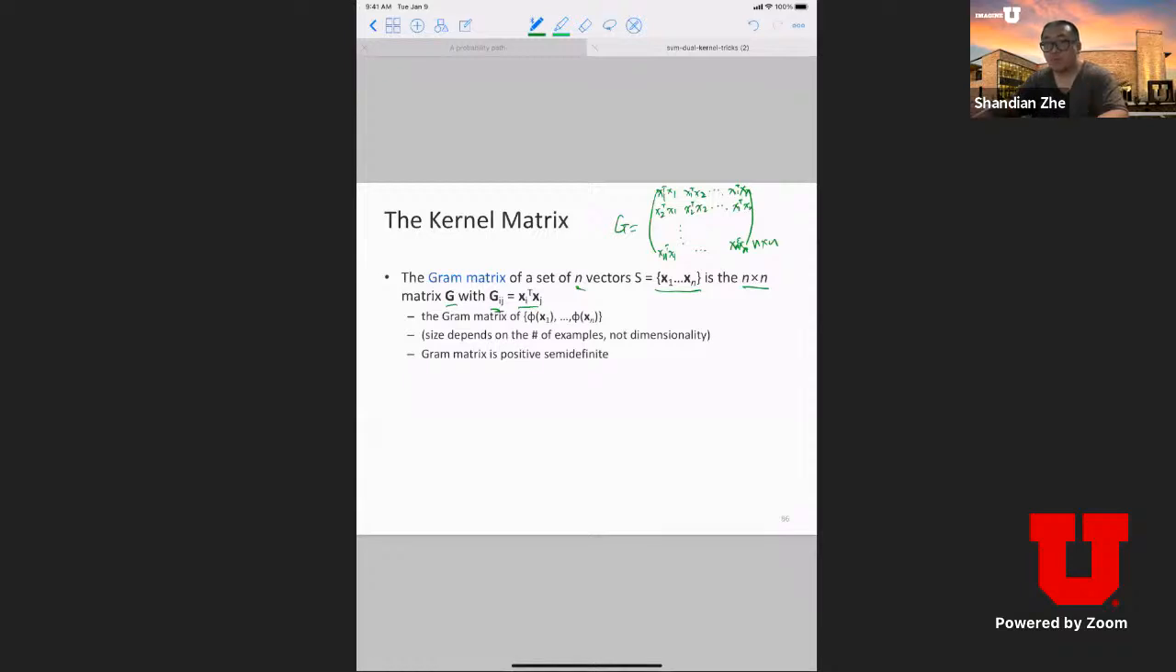And of course, we can also compute the Gram matrix after feature mapping. Say your original input vectors are x1, ..., xn. We first perform some feature mapping, no matter whether it is finite dimensional or infinite dimensional. We can write down the mapped feature vectors as phi(x1), ..., phi(xn), and then we can construct the Gram matrix.